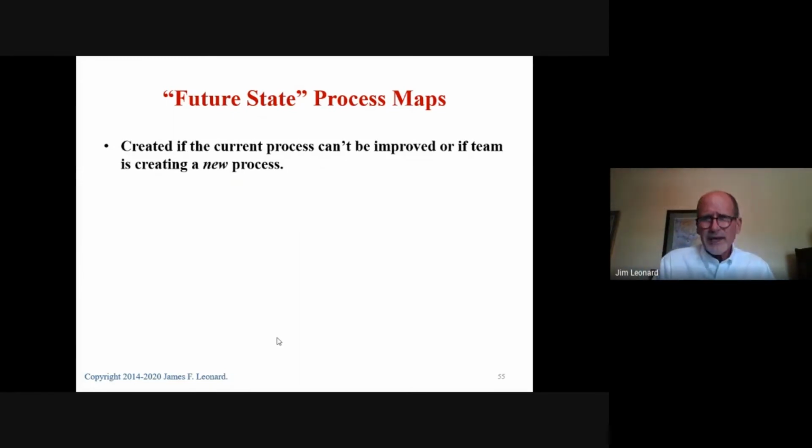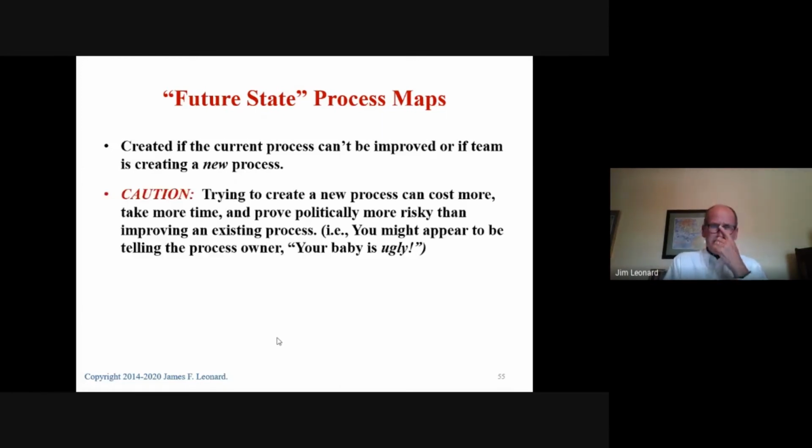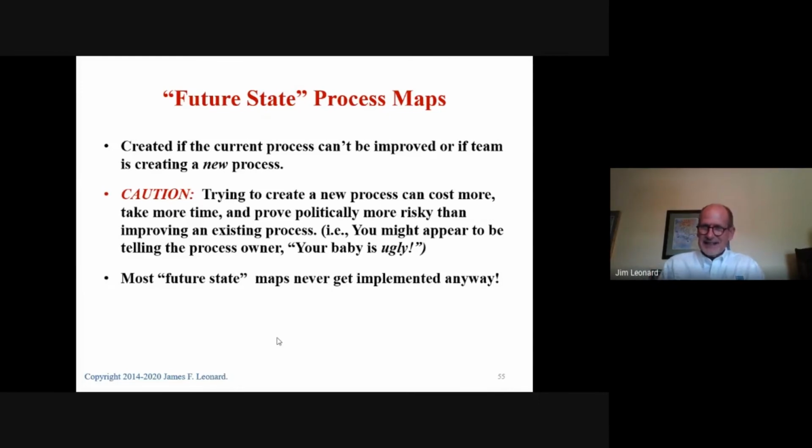It could be created if the process can't be improved or it's a new process from scratch, but they can be dangerous. It could take more time to do it. It could take more cost. You also run some political risks. You're basically going to that process owner and saying, hey, your baby's ugly. You know, you might not want to run that risk. Most future state maps never get implemented anyway.